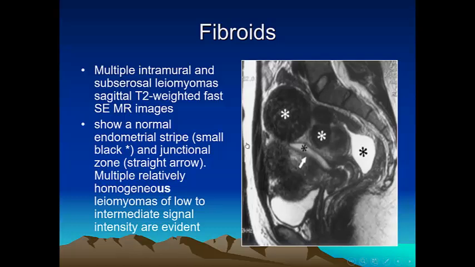So here we have multiple intramural and subserosal leiomyomas, normal endometrial stripe, normal junctional zone, multiple relatively homogeneous leiomyomas. The typical leiomyoma is low signal intensity on T2. This is the typical fibrous tumor. We said before, in the first part of the lecture, that any fibrous tumor is low signal on T2.